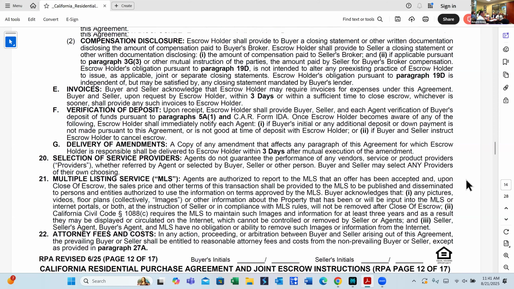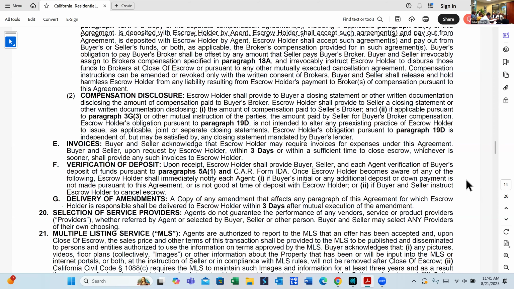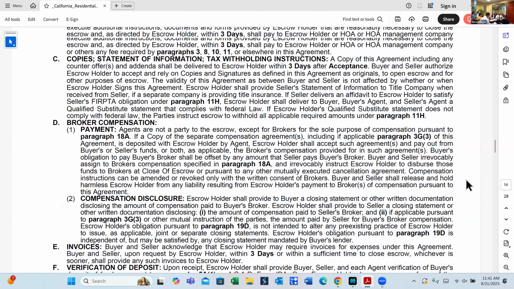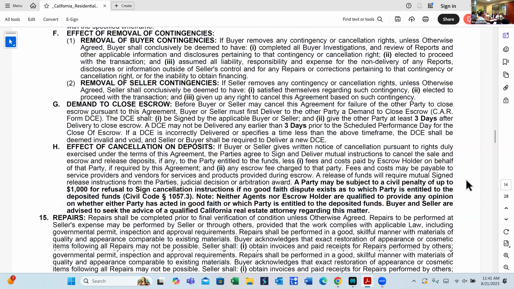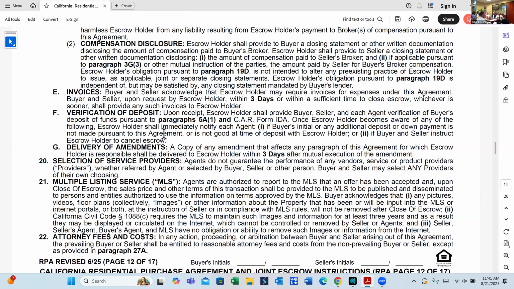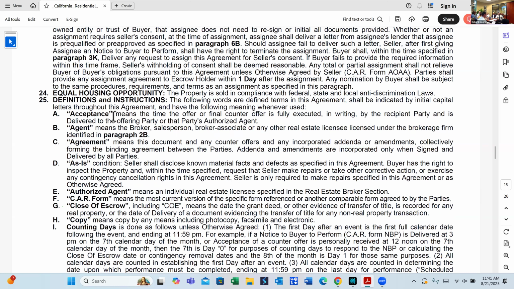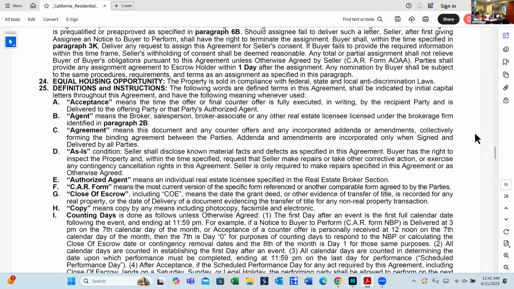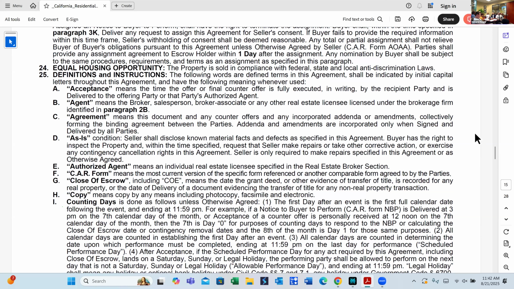Let me just go back to the definitions. Okay, definitions. Acceptance: anybody want to tell me what acceptance means when there's a purchase contract that's submitted? The other party accepts it, signs it, and delivers it. Delivery, the date of delivery, exactly. Agreement just talks about all the addenda, including the purchase contract. The property: every property is being sold as is.